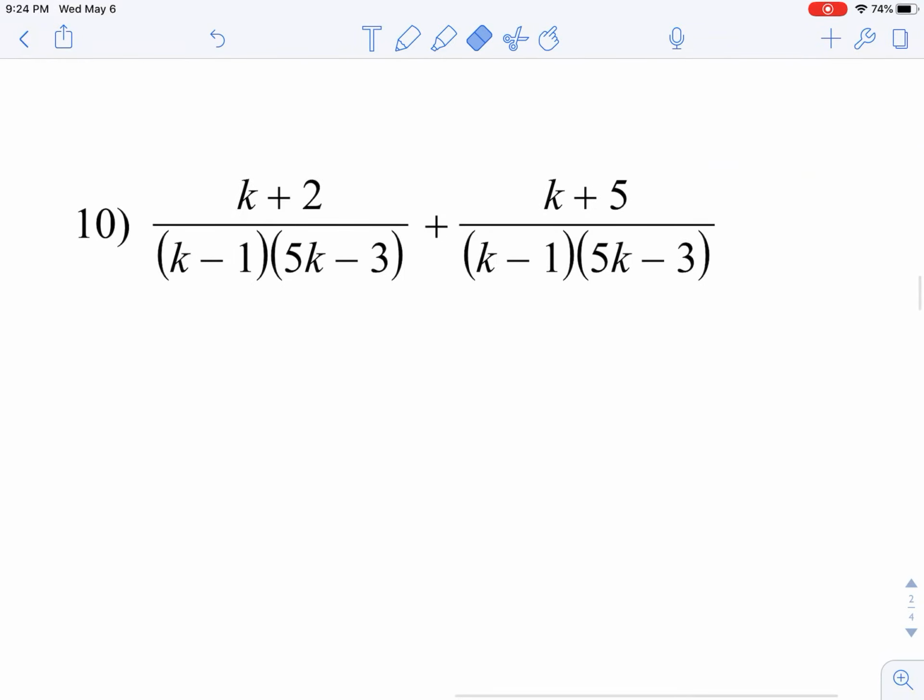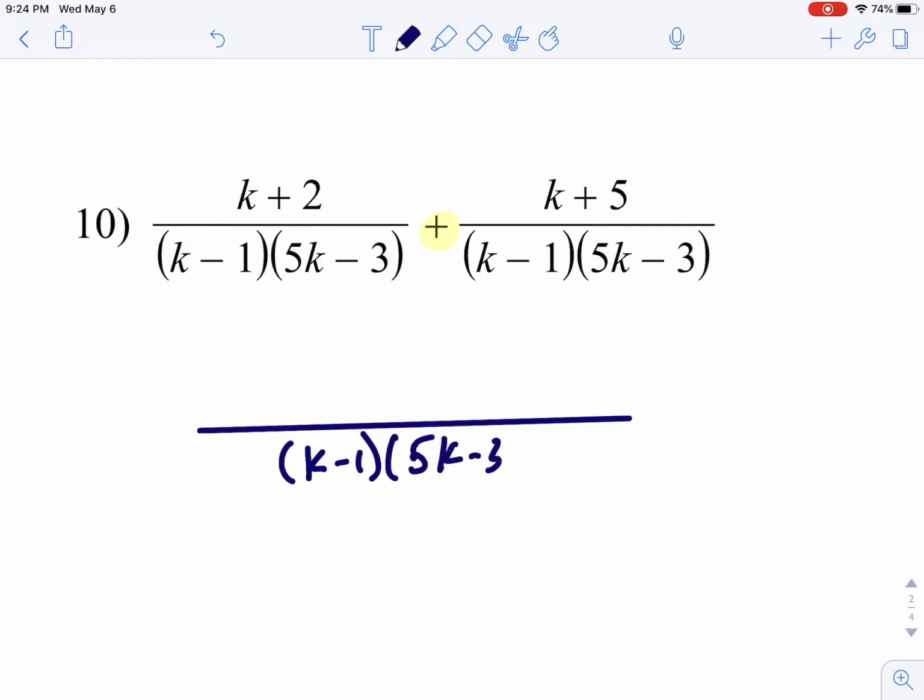Number 10, this is addition. Remember, with adding and subtracting, you need a common denominator. If you have a common denominator, like we do here, that's good. This is one of the easy problems. You just keep it. Don't FOIL it together. Don't work anything out. Just keep it. And then we want to add these two numerators together. So k plus 2 plus k plus 5.